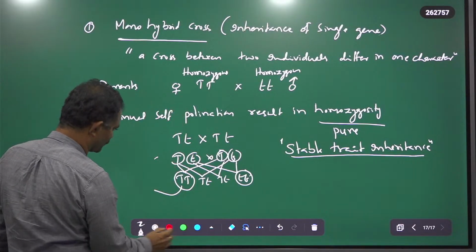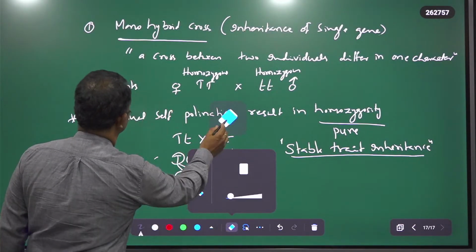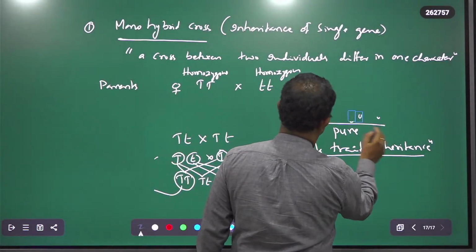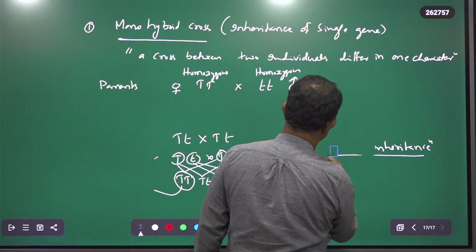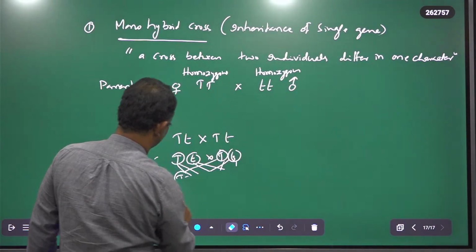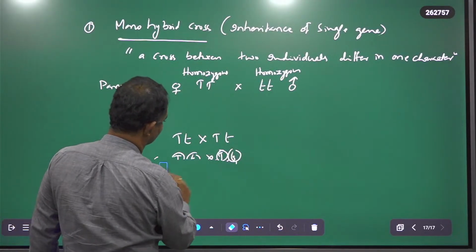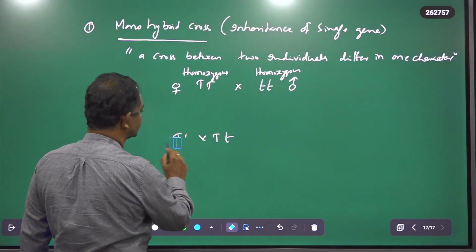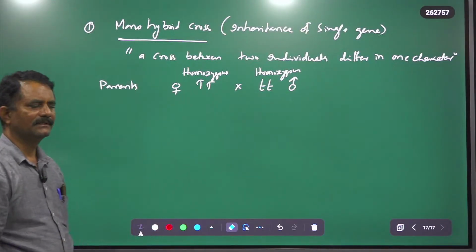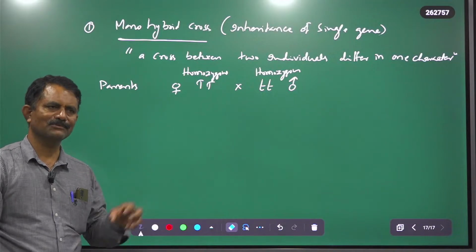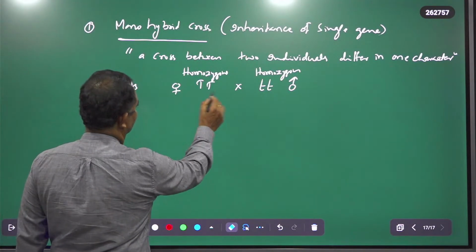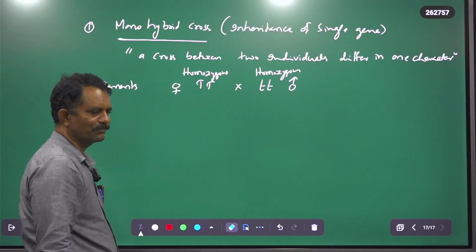Parents are always pure. Parents should be homozygous. If homozygous plants are not available, the heterozygous plant must be converted into homozygous by continuous self-pollination. Continuous self-pollination results in homozygosity. It is very, very important. Parents should always be pure.